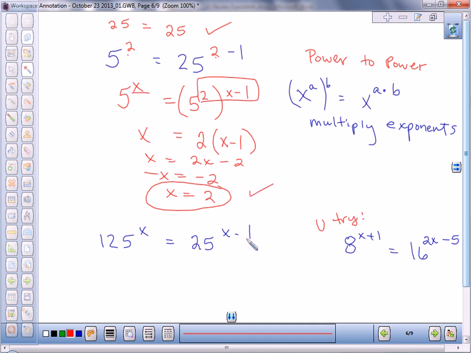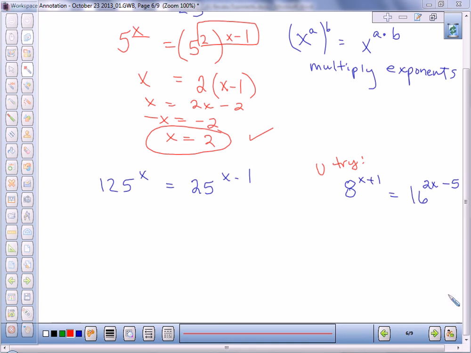So let's look at both of these. This one's a little different, but it's the same idea. Can I write 125 as a power of 25? No, not a power of 25. 25 to the first is 25. 25 squared is 625. But I can write them both with a base of 5. 125 is 5 cubed. And 25 is 5 squared.